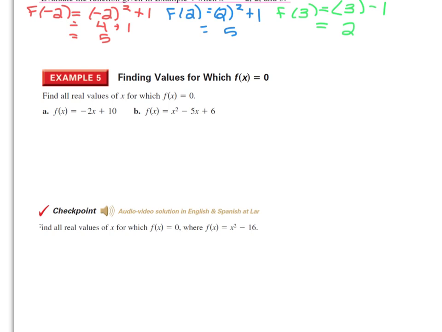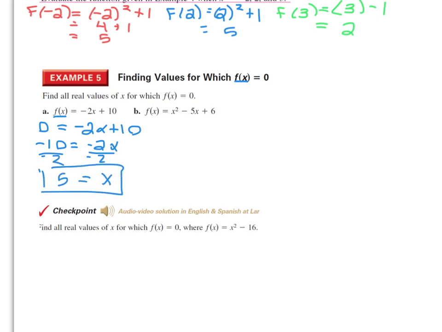So here it tells you, find the values for which f of x is equal to 0, which means we're going to replace f of x with 0. So we're actually solving these. So 0 equals negative 2x plus 10. And so if I solve that, that means I'm going to take my 10 over. So negative 10 equals negative 2x, and then divide by negative 2. So x equals 5.